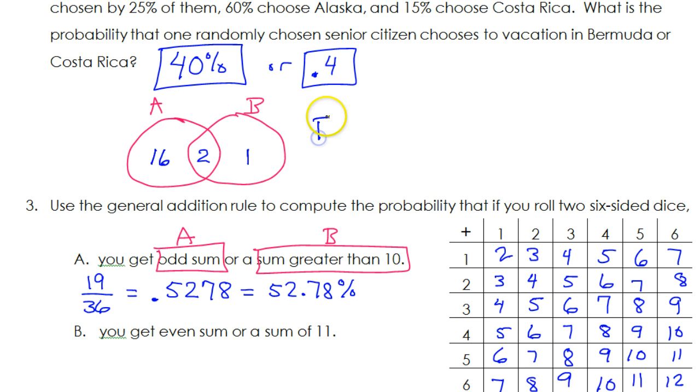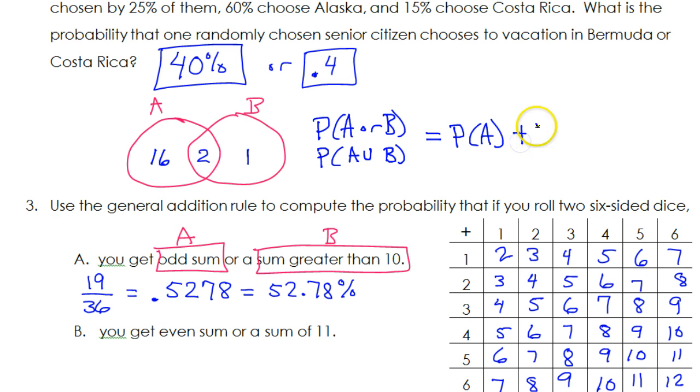If I want to find the probability of A or B, which is the same thing as the probability of A union B, both of those mean the same thing, then when it's overlapping like this, I can do the probability of A plus the probability of B. But I have to subtract something because of this overlapping part.